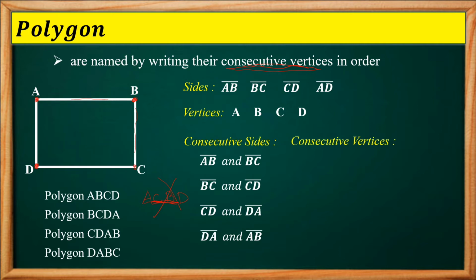Now, we have the consecutive sides and consecutive vertices. The consecutive vertices are point A and point B. Another one, point B and point C. Next, point C and point D. Then, point D and point A. Those are the consecutive vertices. Magkasunod-sunod. Now, let's identify the different angles.